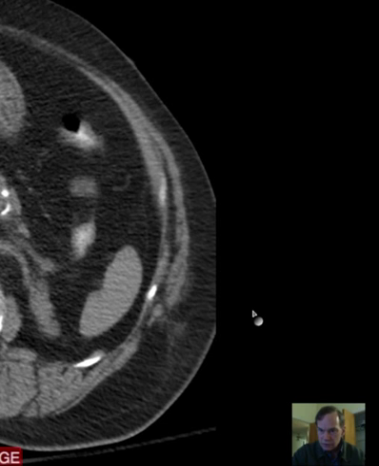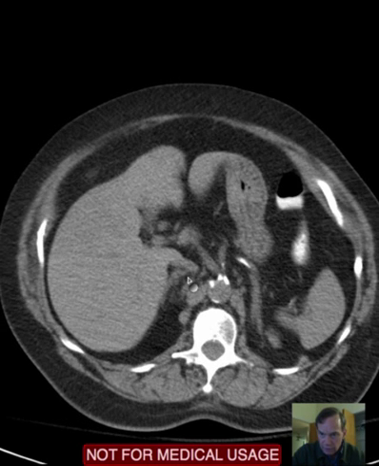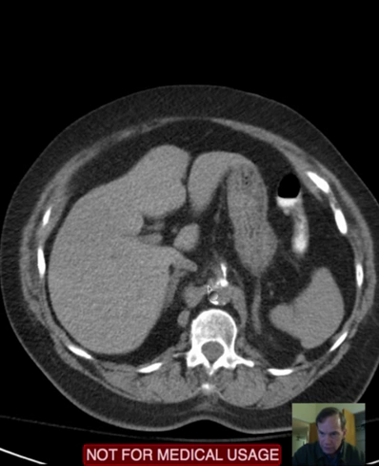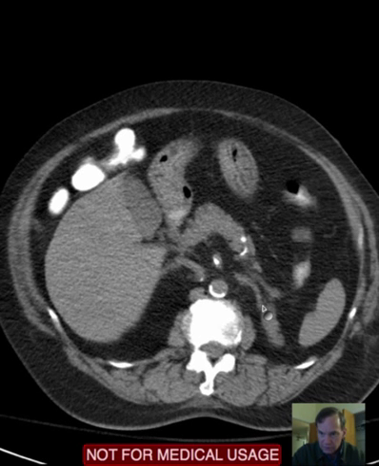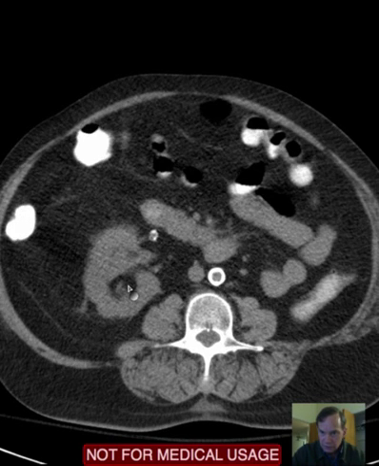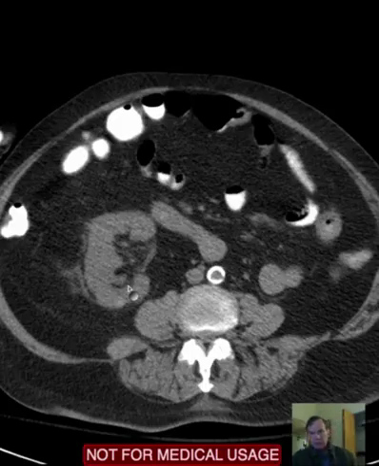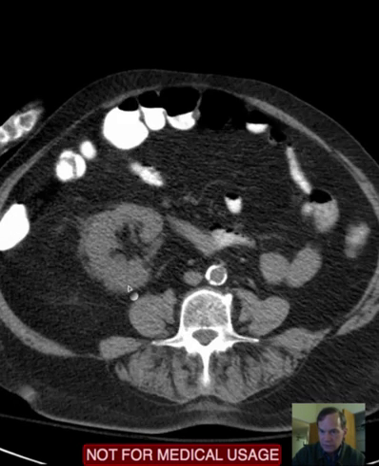We do see an adrenal gland on the right. We also see one on the left. However, we do not see a kidney there on the left, whereas we do see a kidney on the right. Again, that's because this is a developmental anomaly that just happens to be present in this case, and that is a pelvic kidney.